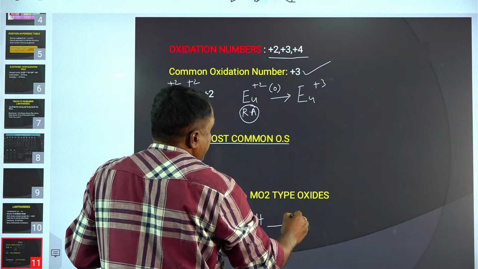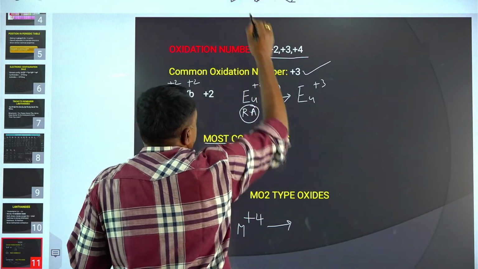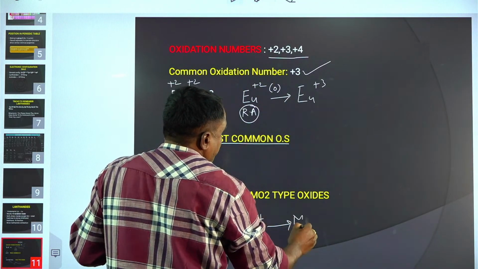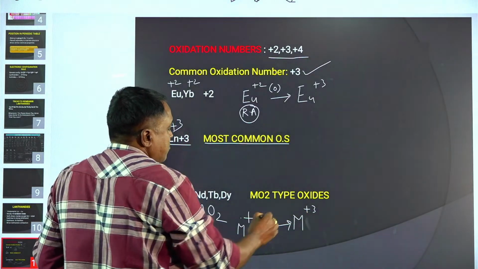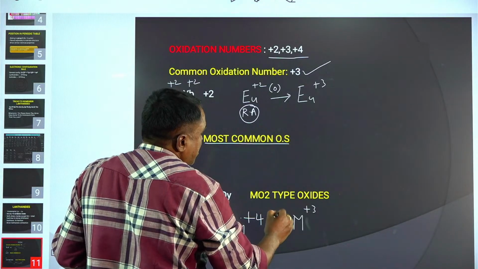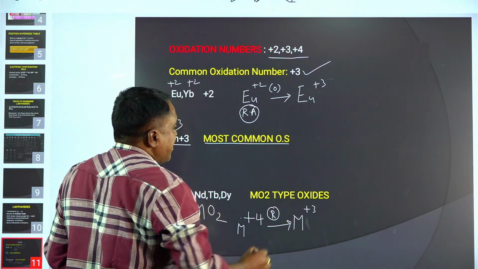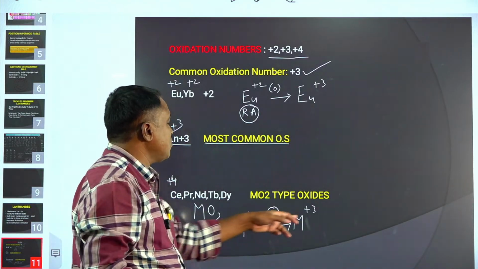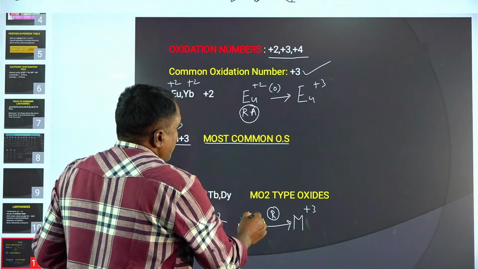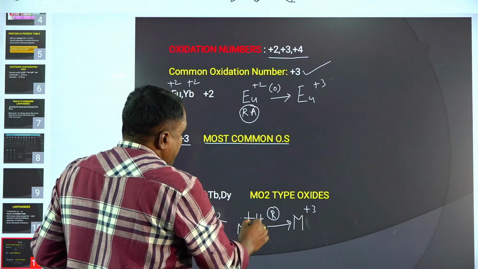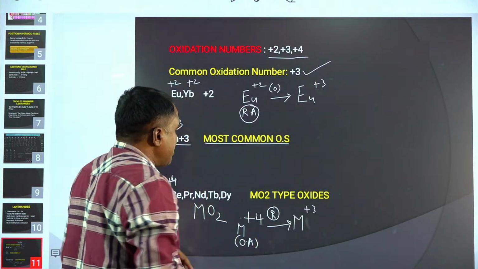So M plus 4 to M plus 3, this will be the decrease in oxidation number. That's why this is the reduction process. So the processes where reduction is occurring are called what? Reduction reactions. So M plus 4 to M plus 3 is reduction. Therefore M plus 4 is acting as what? This is an oxidizing agent.